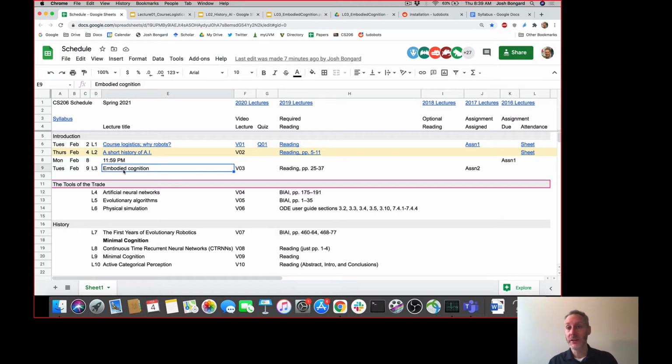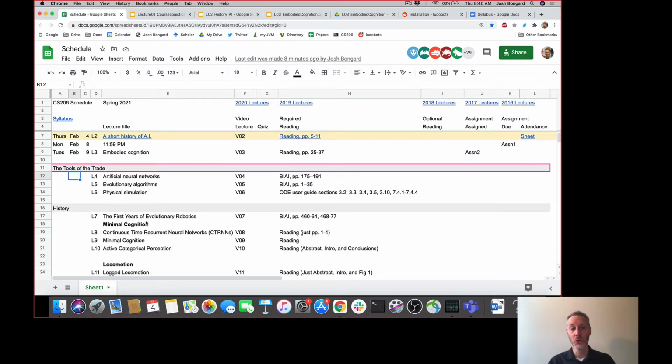Next week, we'll spend a little bit of time talking about this concept of embodied cognition, and this is the philosophical aspect of robotics and AI that is often not known by many people that are working in machine learning and artificial intelligence and robotics. But the philosophy underlying these fields influences the kinds of questions that we ask. Okay. Next week and into the following week, we'll have a 3-lecture series on the tools of the trade.